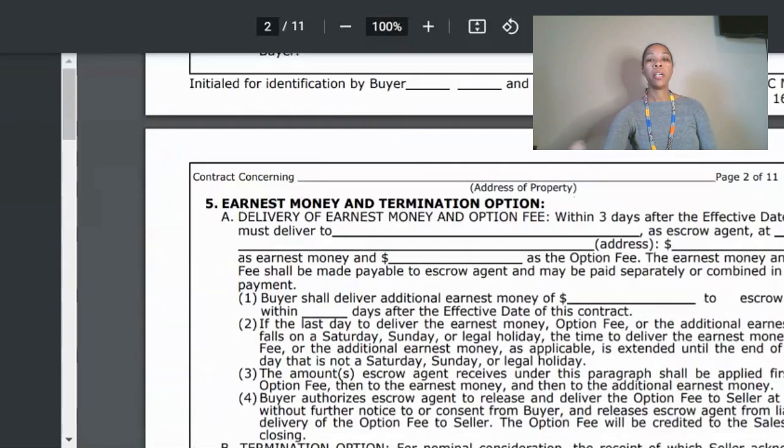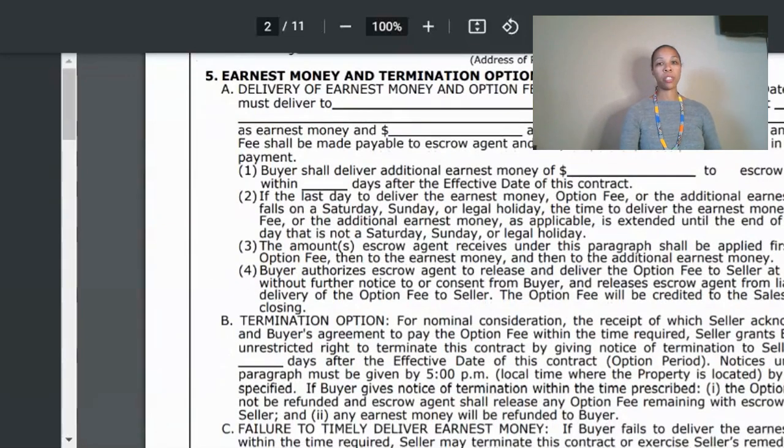The earnest money and termination option fee. So the earnest money is your good faith deposit, in case you didn't see that on our other video. It's a good faith deposit saying, I am serious about buying this house, and this is how serious I am. Okay. And your option fee says, but I would like the option to terminate, and this is how much money I'm going to give you to be able to do it. And those terms are located here in section 5.